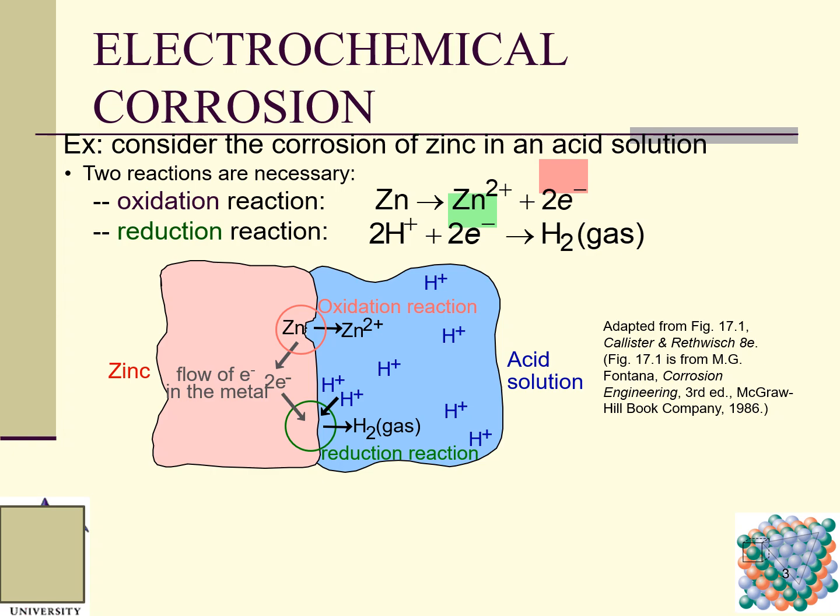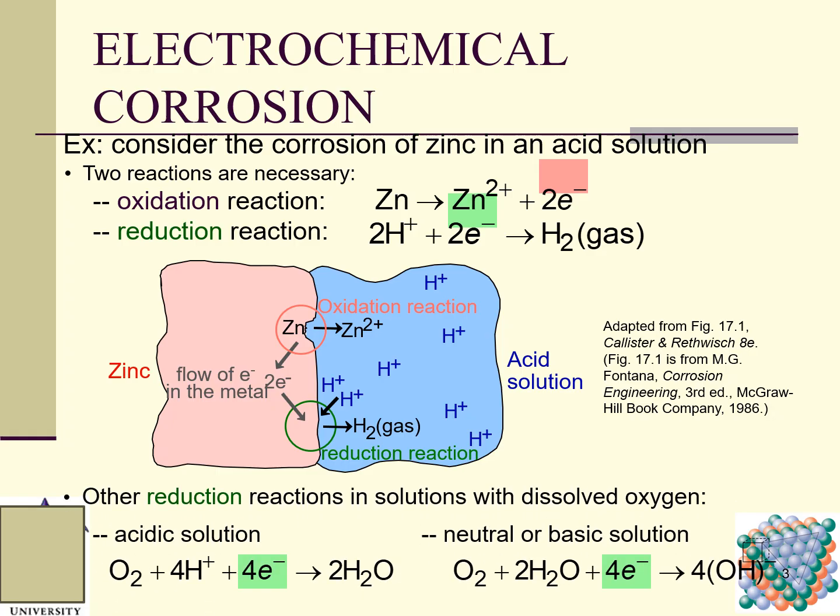So this is a reduction reaction, and this is an oxidation reaction. This is acid solution. Other reduction reactions in solution involve dissolved oxygen. For example, in acidic solution, oxygen gas plus 4H plus and 4 free electrons will become 2 water molecules. So this is acidic solution.